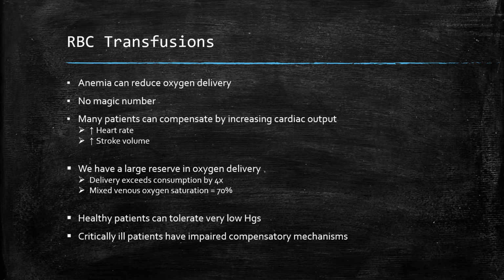Now, this is all true for a healthy patient. Many of our patients are critically ill. They have impaired compensatory mechanisms, and they have other comorbidities like coronary artery disease or COPD. And so for them, they may well need a transfusion at a number potentially closer to 10 than 7.